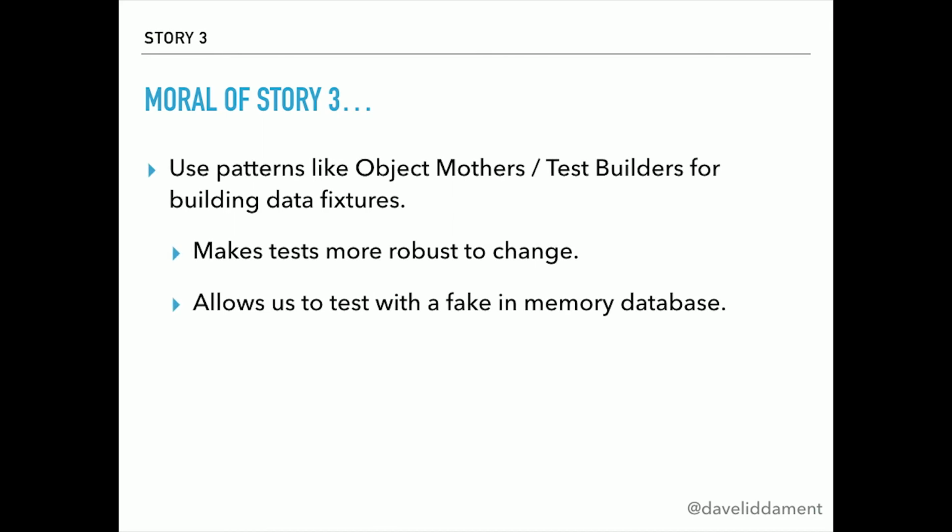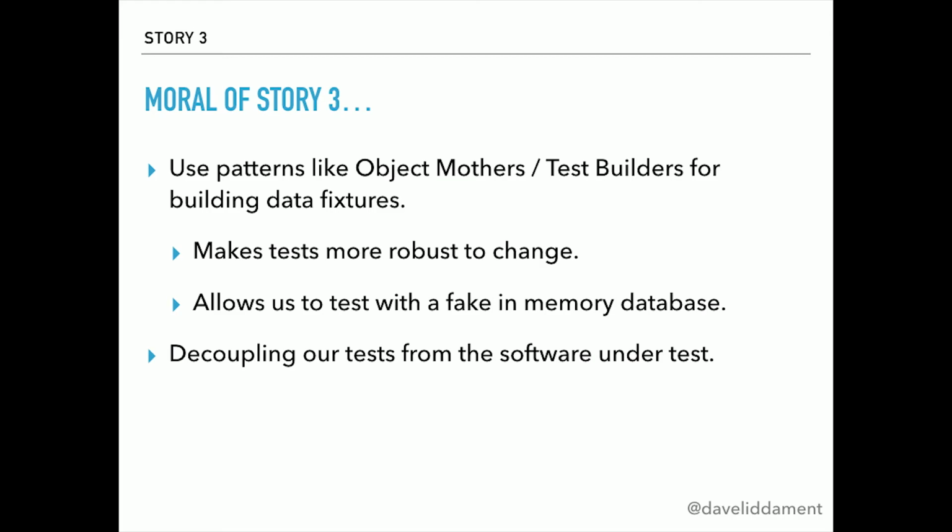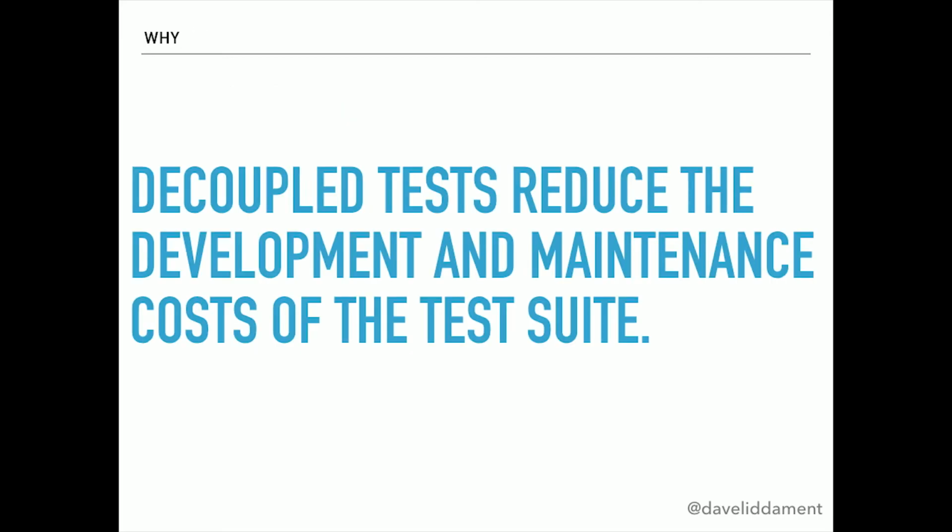So the moral of story 3 is basically we need to use patterns like the object mothers and the test builders for building our data fixtures, because this makes our tests more robust to change. If we need to make updates to how we build things or object dependencies, we can just update them in one place. And that's essentially another way that we're decoupling our tests from our software under test. So remember, this was the reason for this talk. Decoupled tests reduce the development and maintenance costs of the test suite. And hopefully you can see the things we've done in story 3 will help with that.